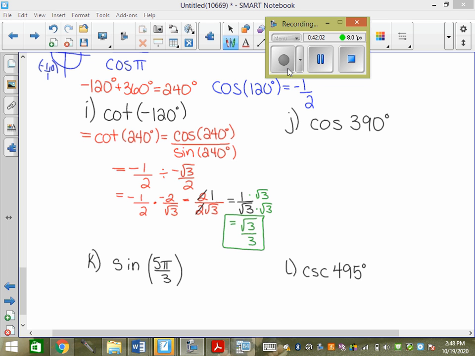Cos of 390 is actually really easy once you figure out what component is, because it's just the x, right? So 390 is too big. So I'm going to go 390, and instead of adding 360, I'm going to subtract 360. And it gives me 30. So cos of 390 equals cos of 30. And what's x at 30? Root 3 over 2? I believe.